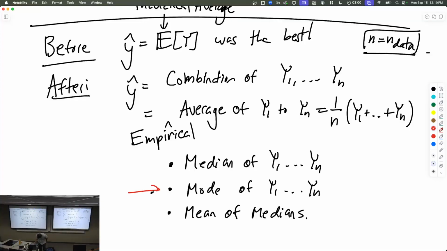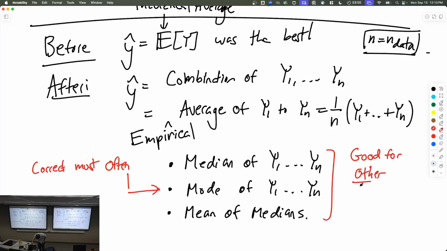The mode will be correct the most often. So the mode is the number that is correct the most often. So if Jigsaw ties you in the room and says, I'm going to kill you unless you get it exactly right, then you want to go with the mode. But if Jigsaw says you have to pay me dollars equal to how far away you are squared, then it turns out the mean is the best one. So these ones are good for other loss functions. And it is true that this one is the best for the square loss.